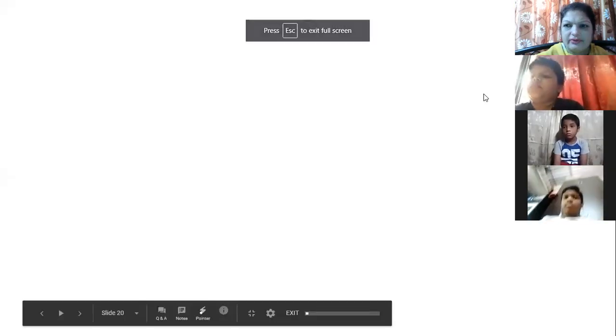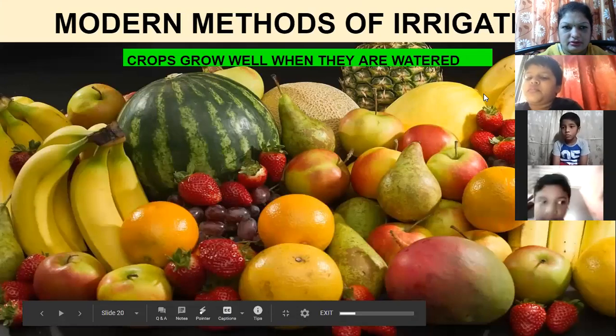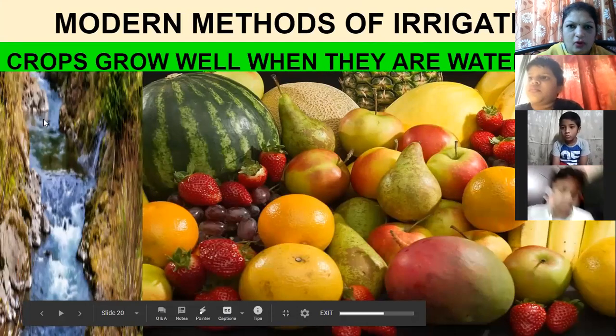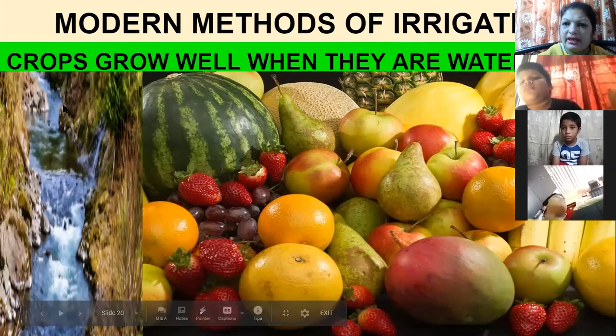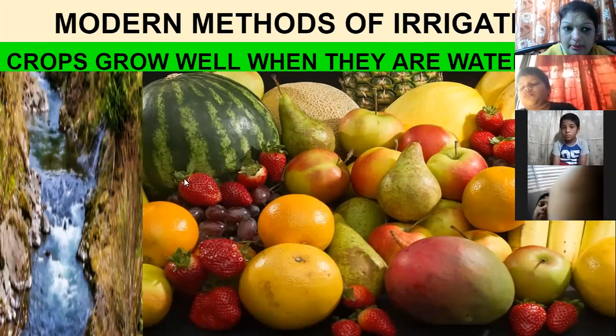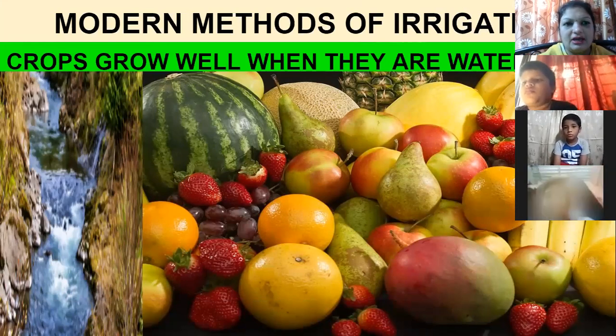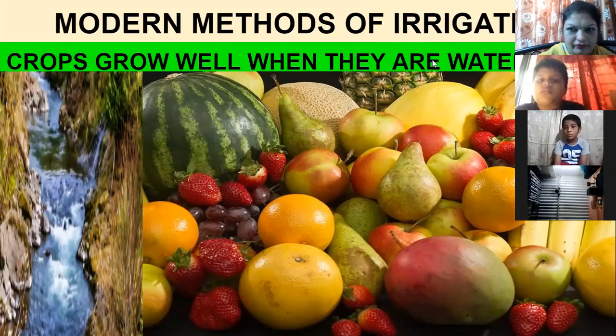Boys, in the previous session, as I told you, we will continue from this slide, the modern methods of irrigation. Which are the modern methods of irrigation? And you know what is irrigation? The provision of water. Water is being provided to the crops. But how is the water provided to the crops? Which are the sources of water? Okay, let's see the modern methods of irrigation.